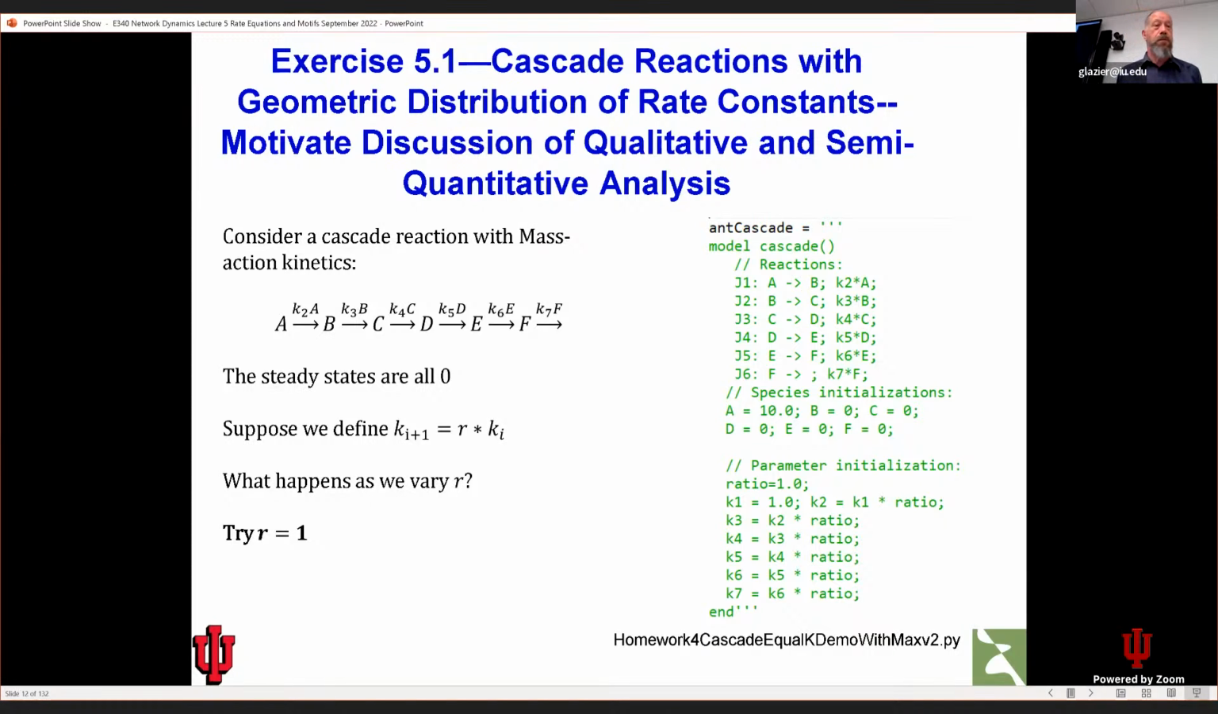And so I would like people to do this. So I'm going to give this as a little home assignment now. Can people please fire this up and try it out? If typing it is too much, I put it into the Google Drive, it's called homework 4 cascade equal K demo with max v2.py.